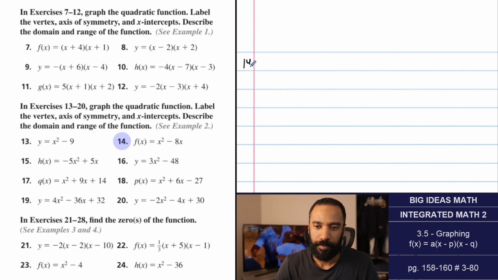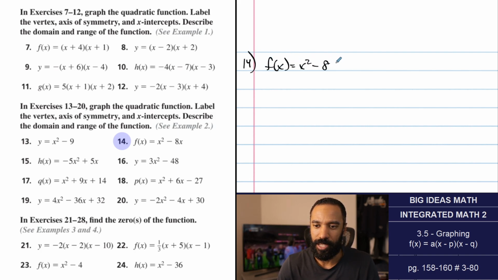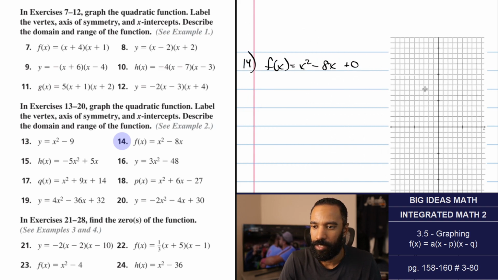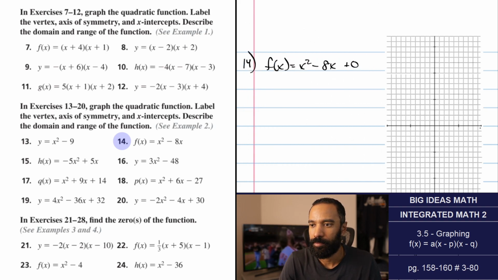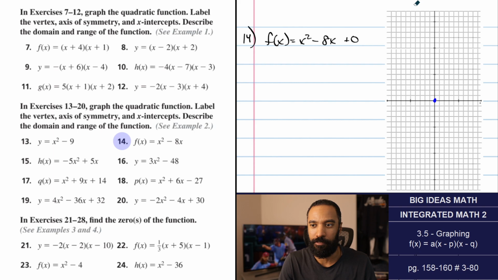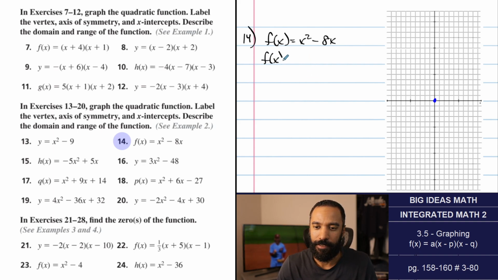Number 14. F of x equals x squared minus 8x. Now this would be a plus 0 when it comes to your y-intercept. I know that I get to plot a point on the origin. That'll mean it's one of your x-intercepts, but it doesn't necessarily mean anything regarding the vertex, but we definitely have a point there. Now, the greatest common factor here is x, right? We have a GCF of x, so we can factor that out, and we'll have x minus 8 here.